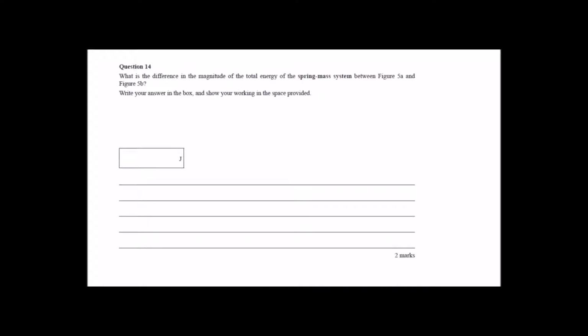Okay, the next question is asking us to think about the difference in the magnitude of the total energy of the spring mass system between 5A and 5B. Write your answer in the box and show your working in the space provided. Now, when I first thought about this question, I thought about it incorrectly, because you may think that energy is conserved, which is sensible, and in a lot of the kinds of questions we've been looking at, that's the right assumption. But there's a problem with this question.